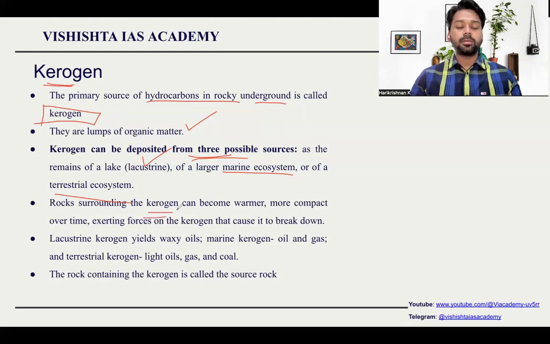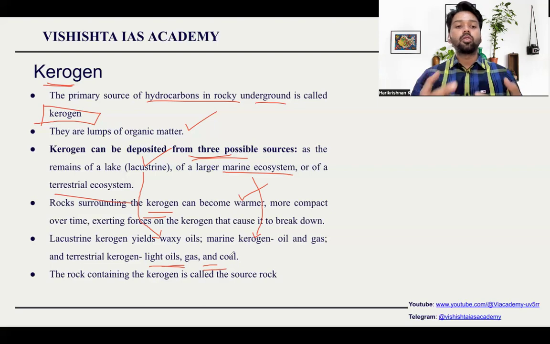The rocks surrounding the kerogen can become warmer because of continuous movement and because of pressure, etc. And then because of this, this organic matter breaks down and it will result in hydrocarbons. So we need to know what kind of kerogen provides what kind of deposits. Lacustrine kerogen results in waxy oil. Marine ecosystem will result in oil and gas, and terrestrial ecosystem will result in light gas, oil, coal, etc. Waxy oil, that is of very high density, happens in lakes. In marine ecosystem, it will produce oil and natural gas. In case of terrestrial, it will result in coal.